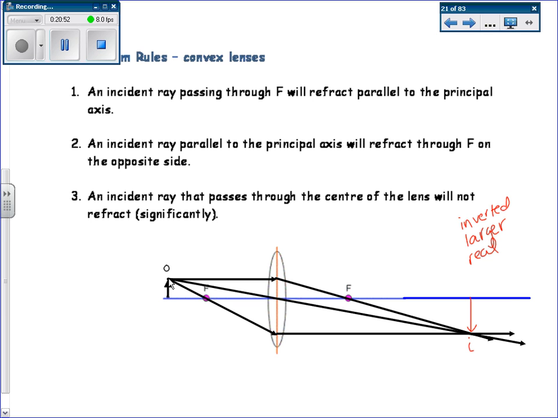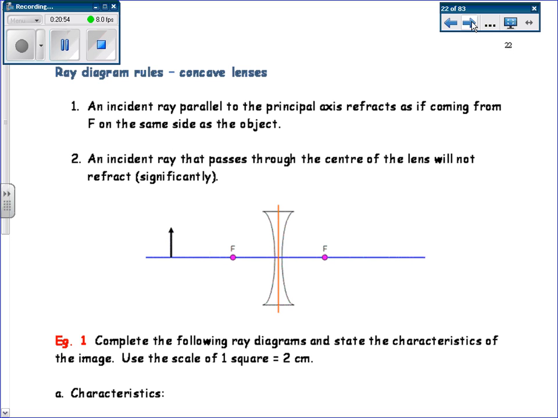There's some information. Okay, so for concave lenses, everything's the same, right? There's an optical center there. I have a principal axis that's the blue line that passes through the center.